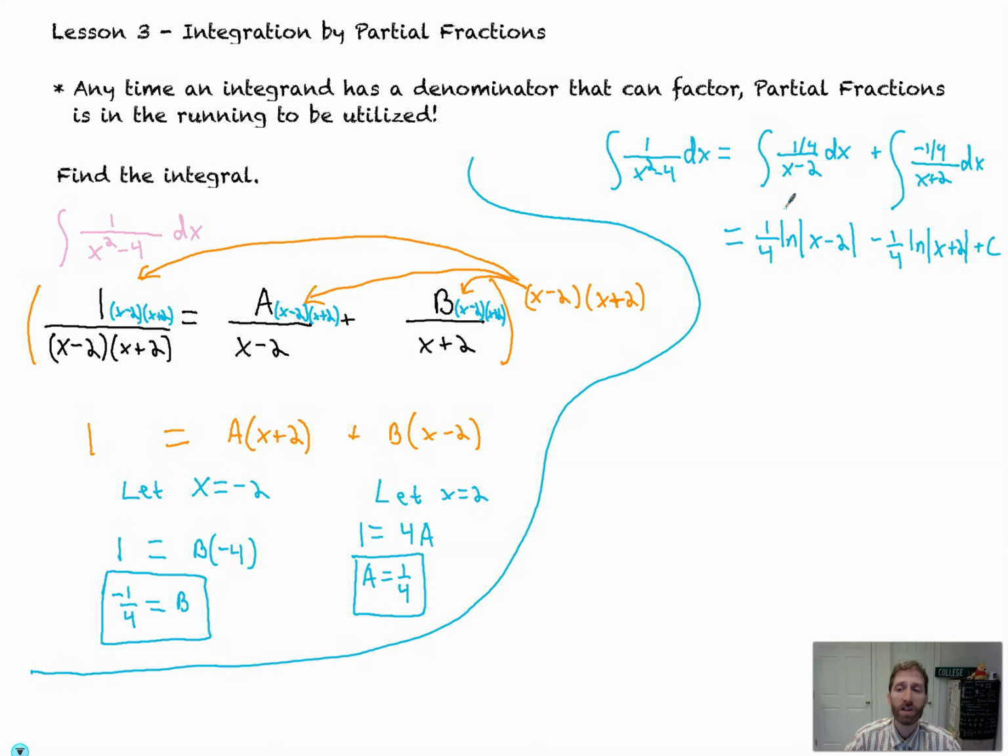This is good. Some teachers will want you to use the log rules. To go over those log rules, you're going to want to check out Chapter 5. I went over those in detail. So that's going to be ln of x minus 2 to the 1/4 minus ln of x plus 2 to the 1/4. And now the minus means we can divide, so it's going to be ln of x minus 2 over x plus 2, all in the absolute value, to the 1/4 plus c.